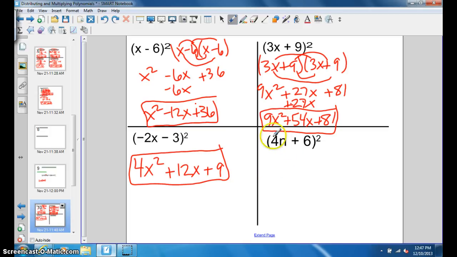Also on this one, you do the same thing. So I'm going to square my first term, so 4n times 4n is 16n squared. Multiply these together, so 4n times 6 is 24n. Multiply that by 2, you get 48n. And square our last term. So here's our final answer.